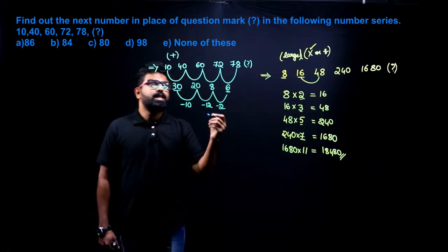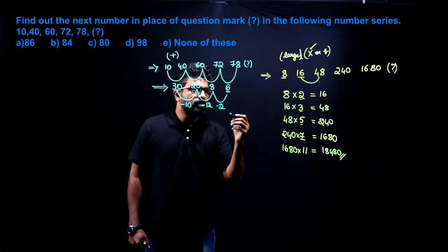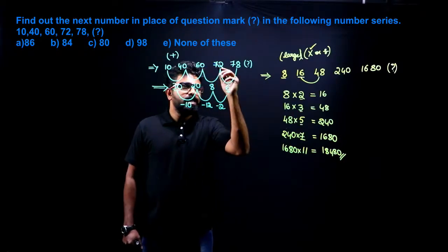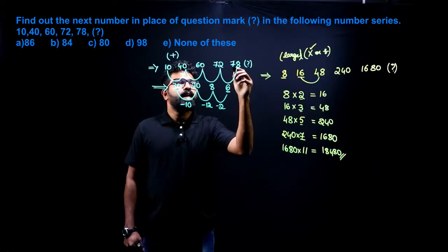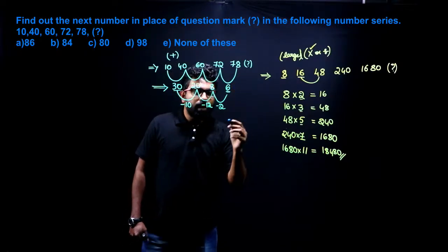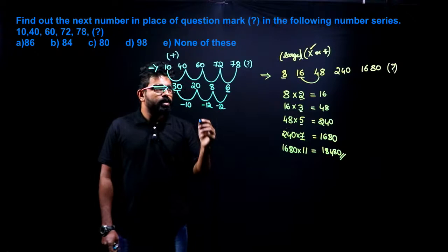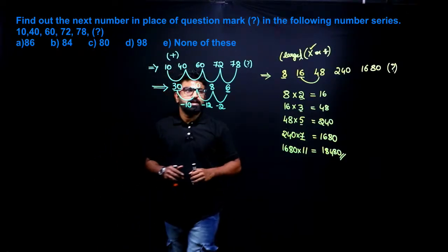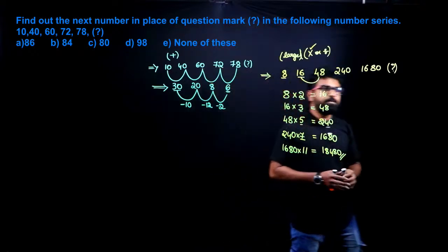Okay, can I see the question clearly? Have I missed something here? 10, 40, 60, 72, 78. Am I right here? Just give me a moment, people. I'll check with my question here.